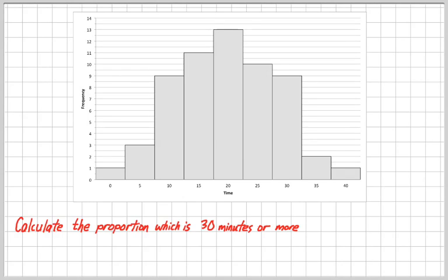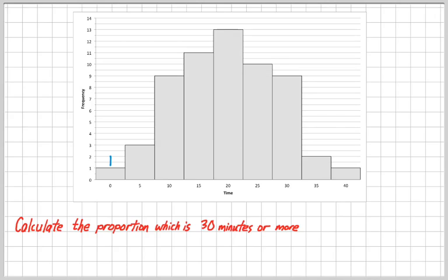So what we have here is a histogram. We've got time on the horizontal axis, you could say that's time in minutes, and we've got frequency on the vertical axis, or the number of occurrences. So for example, the time of 20 minutes was recorded 13 times. So the first question I want to ask is, calculate the proportion which is 30 minutes or more. Okay, let's see how this works.